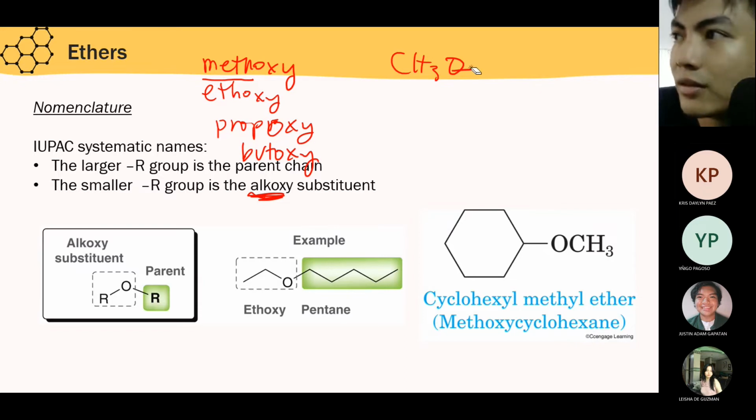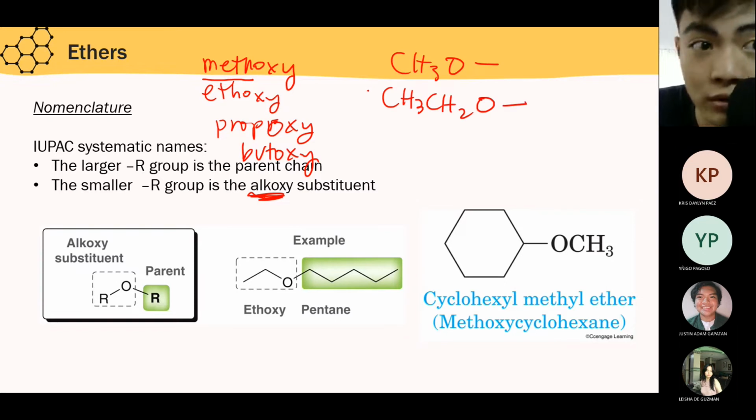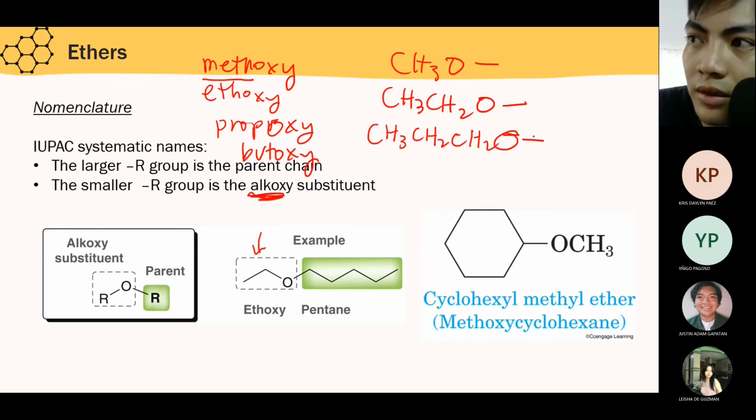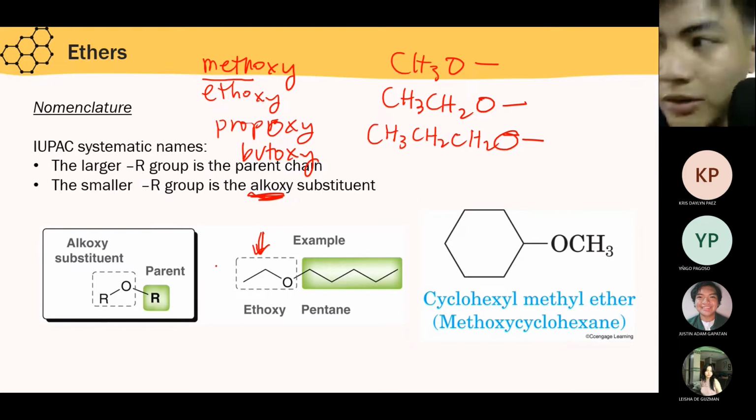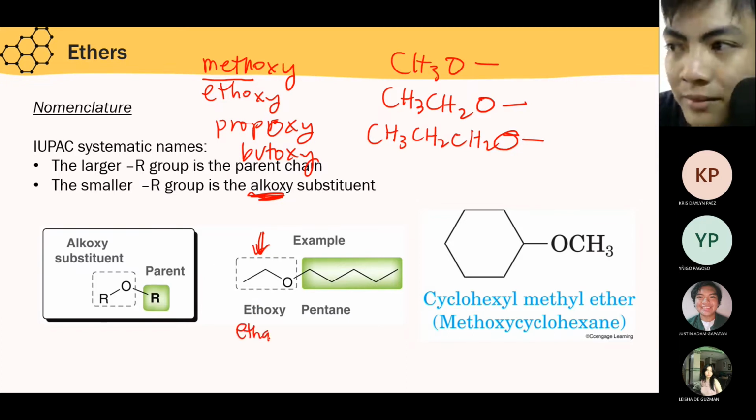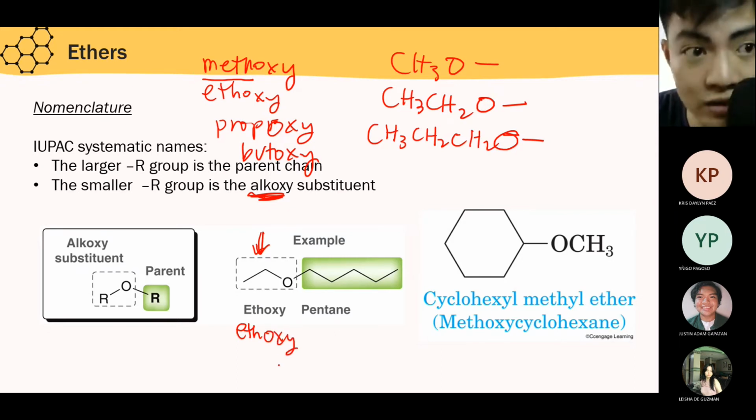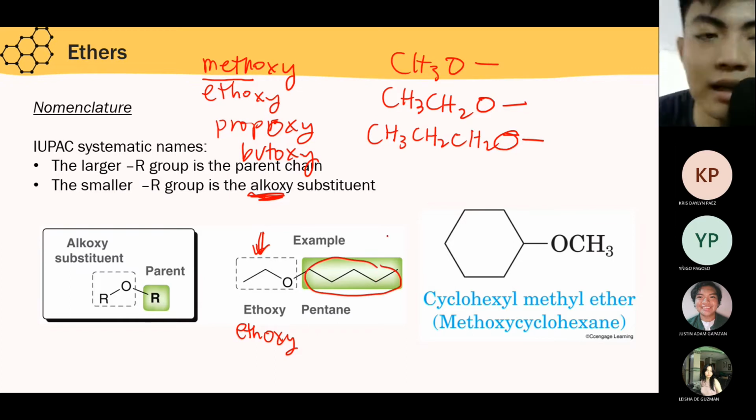Yan yung nakadugtong. Ethoxy, ibig sabihin CH3CH2O. Yan yung nakadugtong dito. Propoxy, edi tatlong carbon. Okay? Butoxy, edi apat. Okay? So basta lalagyan mo lang ng oxy. Ito. So kunwari, ito ay ethane. Ethane yan, di ba? So yung ethane, gawin mo lang oxy. Ethoxy. Tapos ito, kung ano pangalan niya, as is na yun. So this is pentane. So ethoxypentane. Okay?